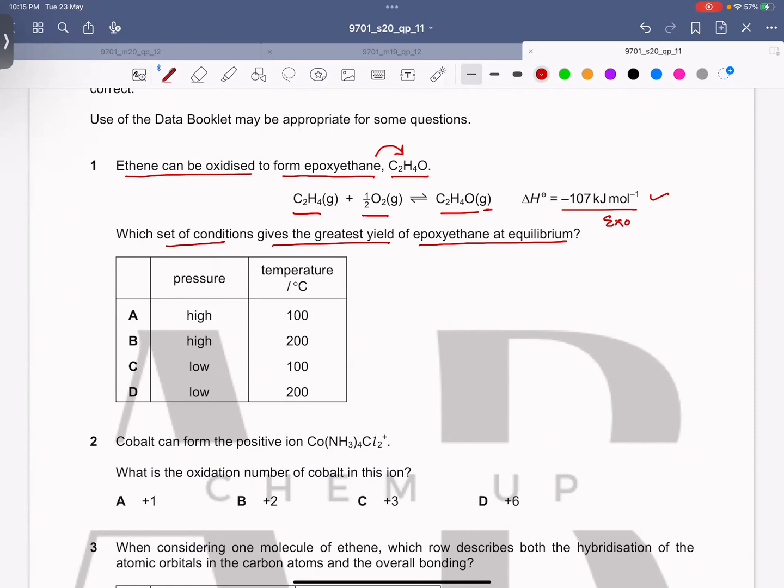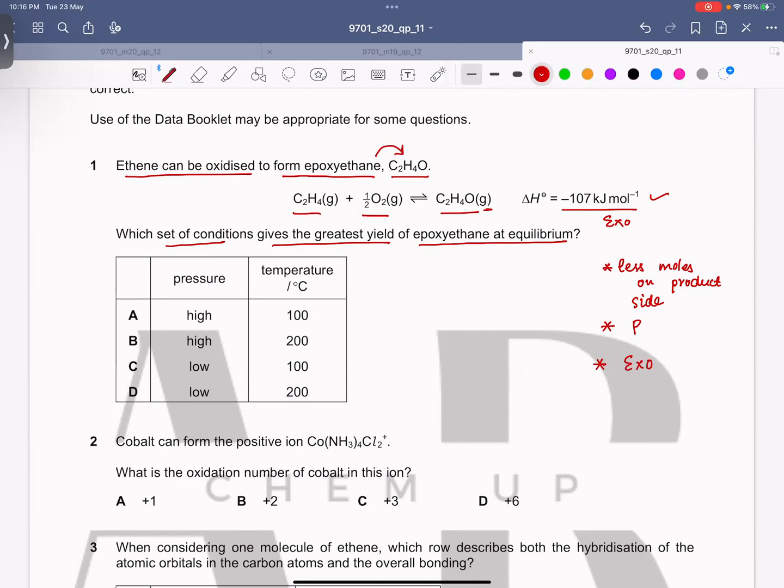Okay, so it's an exothermic reaction, and if you see, the product side has fewer moles. So pressure gets lower. Actually, at higher pressure we are going to get more yield, because the product side has fewer moles.